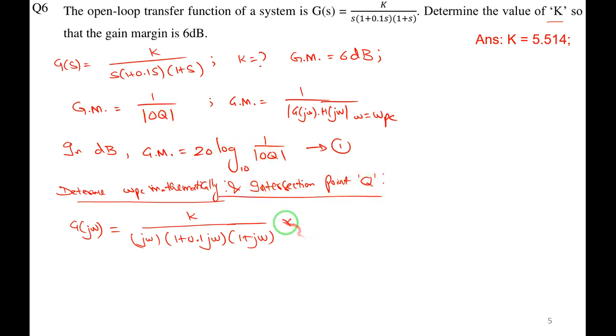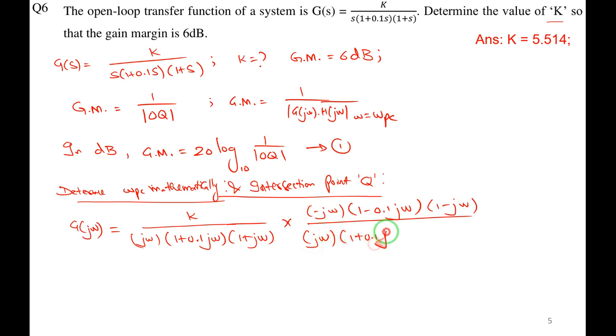So j omega means minus j omega. 1 plus 0.1 j omega means 1 minus 0.1 j omega. 1 plus j omega means 1 minus j omega. Rationalize it. Sorry, I have to take the same thing, minus j omega, so 1 minus 1 minus j omega. If I'm making mistakes, please correct me, right?